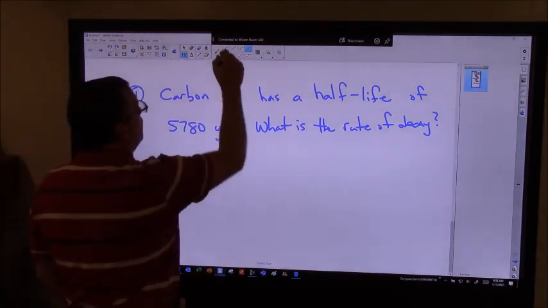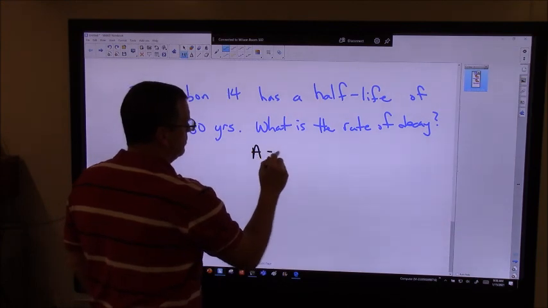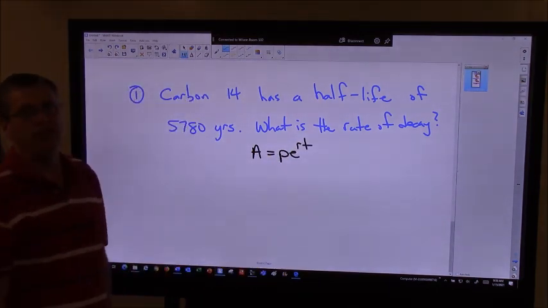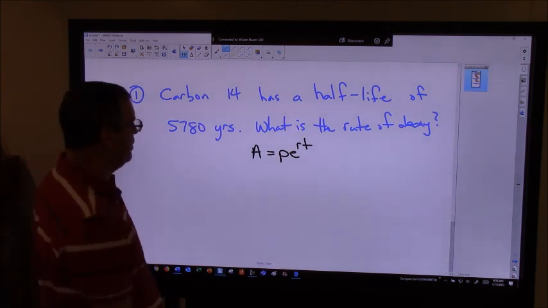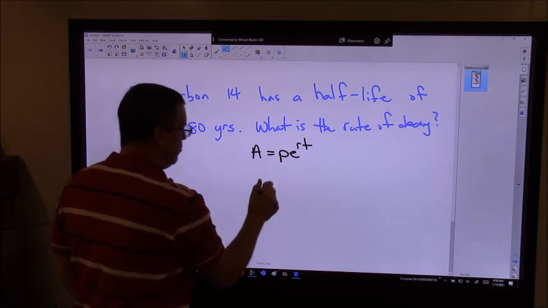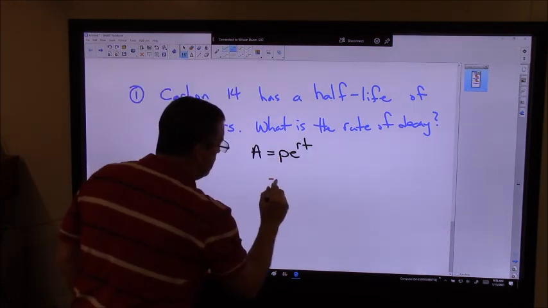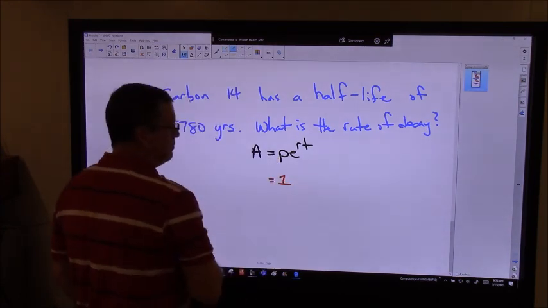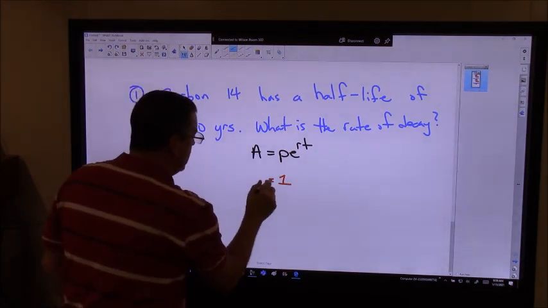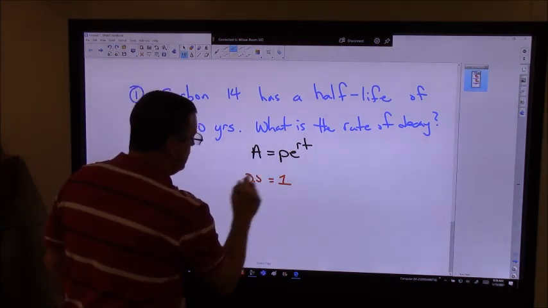Well, same as before. PERT formula. You write this down each time you use it, and it doesn't take long before you've got it memorized, right? So half of it disappears. So how much do you want to start with? Well, I'm going to make it easy. I'm going to start with 1 gram, 1 pound, whatever, of carbon. Half of it will be remaining at the end.